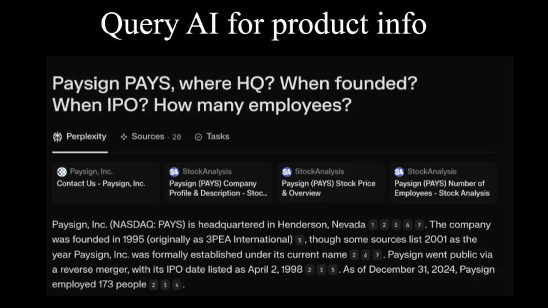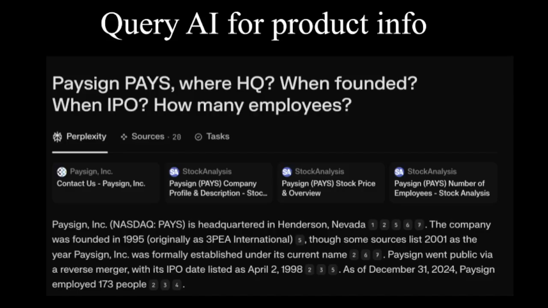The founded date can let me know if a company is newer or was founded a long time ago. And often we can see if a company had some weird history, whether it was through a SPAC or how they became public. And here we can see when I was asking about the company Paysign, it was formerly called 3PEA International and then got rebranded or renamed. But all that rebranding and renaming happened in the late 90s, so I'm not too concerned about it currently.